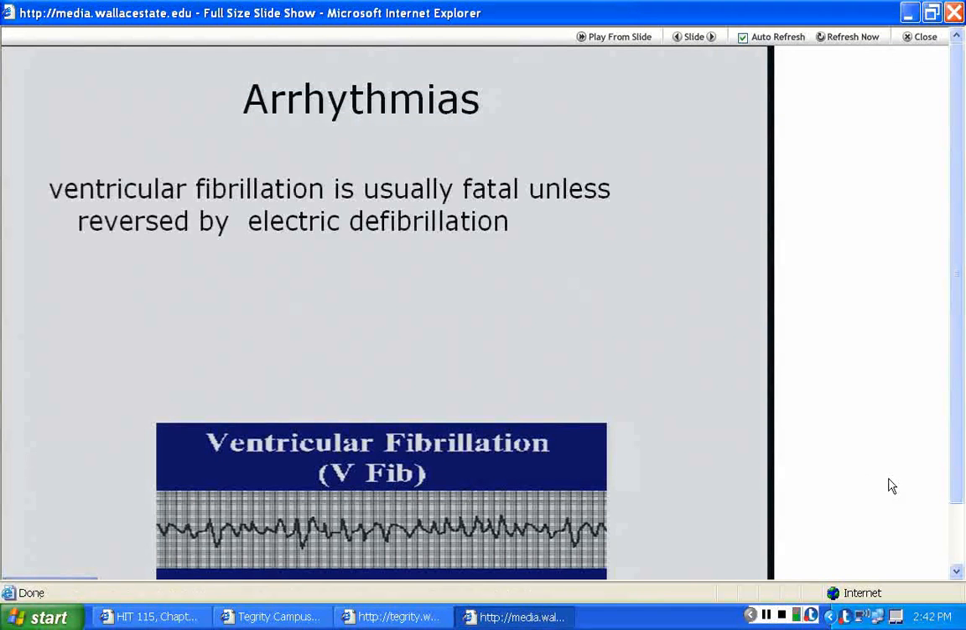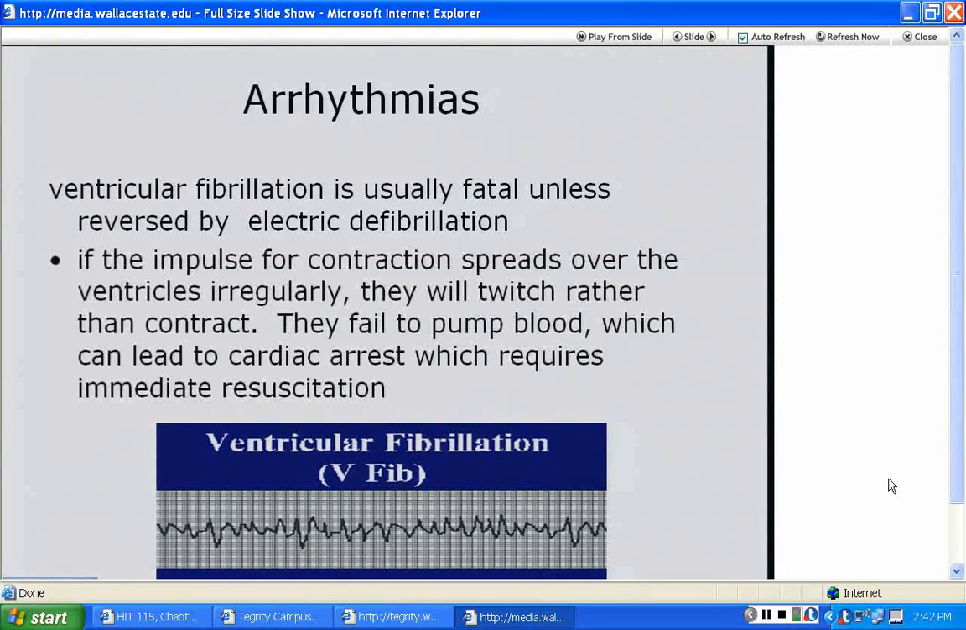Now another arrhythmia I want you to know about is ventricular fibrillation. This is actually more severe than the atrial fibrillation. And ventricular fibrillation is going to be fatal unless it is reversed by electric defibrillation. Now, when I talk about defibrillation and what you've seen on the TV emergency shows, now we have a defibrillator machine that is compact, and they're starting to have these defibrillators available in airports and malls. In fact, our school now has defibrillators on campus.